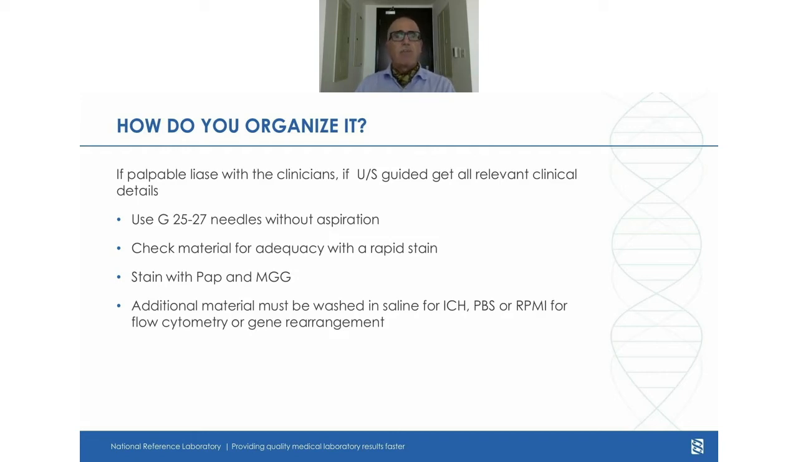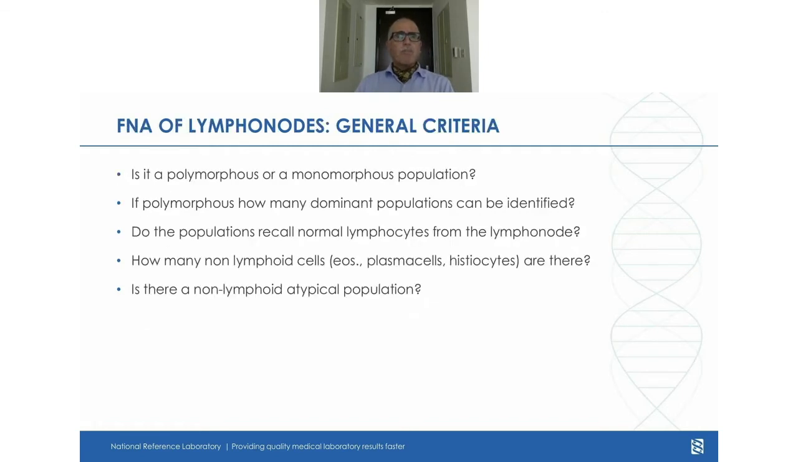These are some of the indications. We already discussed them, so I won't spend time. We always like to use both Papanicolaou and MGG, and additional material can be washed in saline for immunohistochemistry, PBS, or RPMI for flow cytometry. Gene rearrangement is rarely done on FNA of the lymph node. The questions you have to ask yourself as a cytopathologist are basically 5.